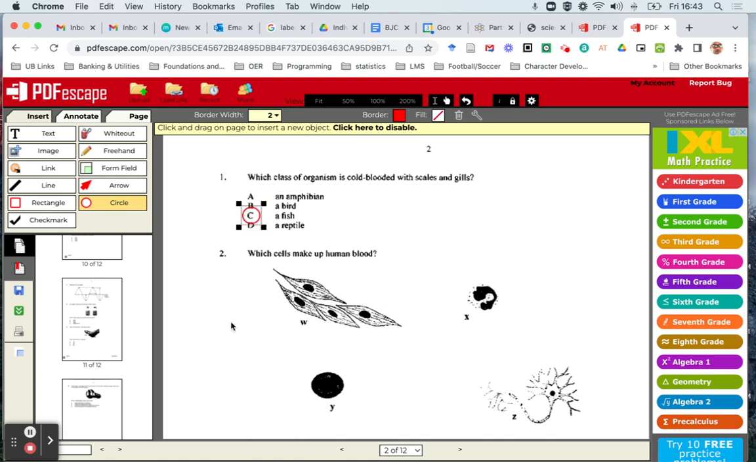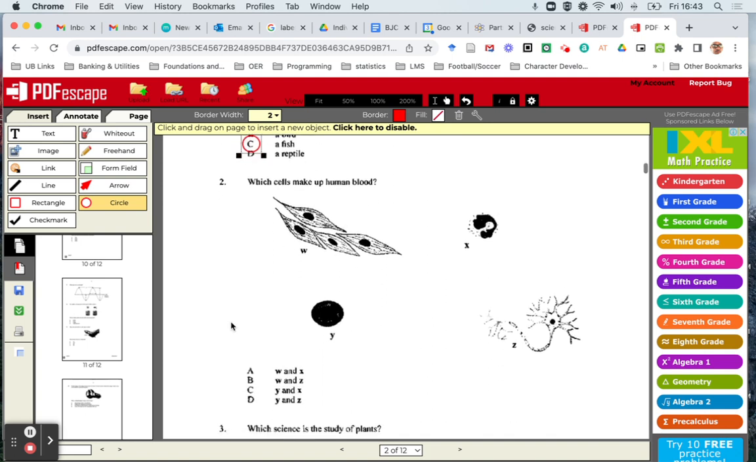Which cells make up human blood? Well, this is a red blood cell here, and this is a white blood cell here. So I'm going to look for X and Y. X and Y, C again. So I'm just going to draw my circle there.